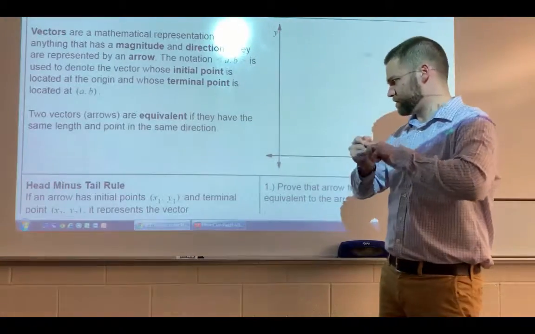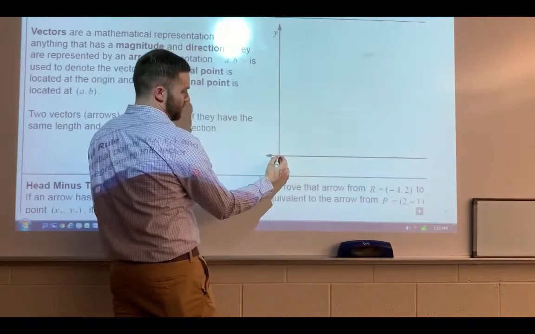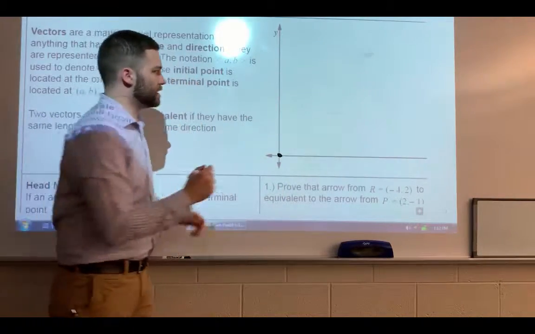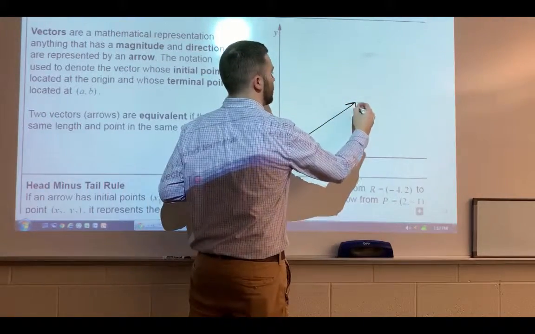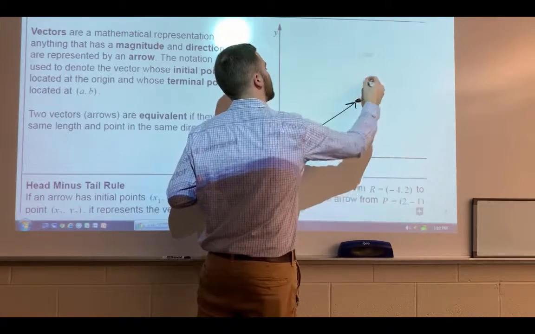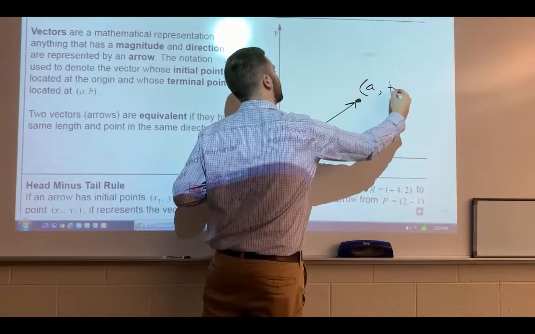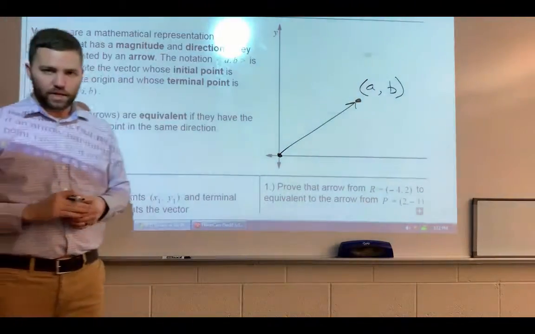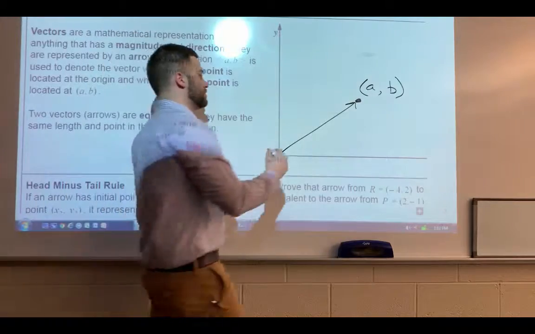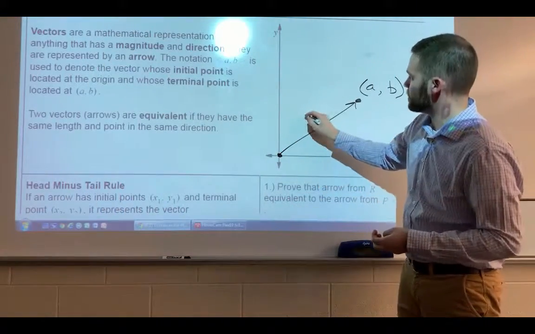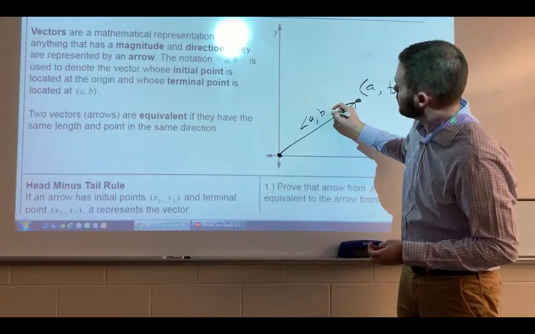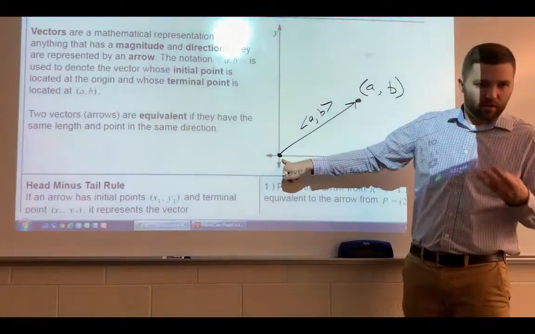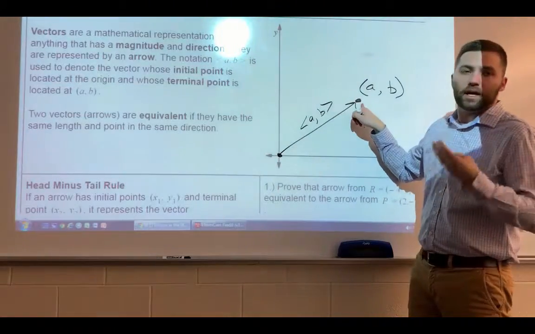So this is where you want to start writing. If I start the vector here, and it goes out to point (a, b), so out here somewhere is the point (a, b). That vector we would call ⟨a, b⟩. We'd write that vector like this, ⟨a, b⟩. It starts at the initial point, the origin, and it ends at the terminal point (a, b).